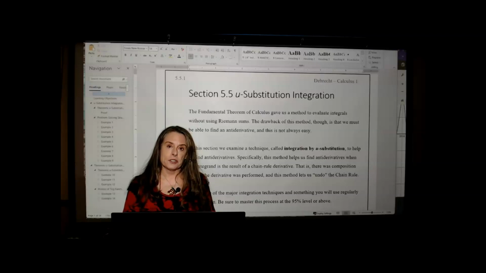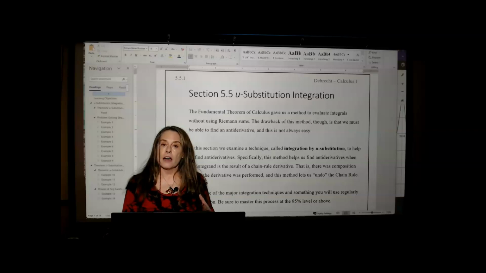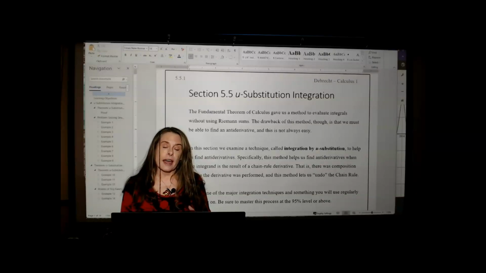Where does this u-substitution integration come from? Well, remember that when we took derivatives of a composed function, f of g of x, we took the derivative of the outside function, left the inside alone, and then multiplied by the derivative of the inside function. In other words, the derivative of f of g of x was f prime of g of x times g prime of x. Now we're going to look at integrands that basically are the result of some chain rule derivative, and we're going to learn how to undo them.